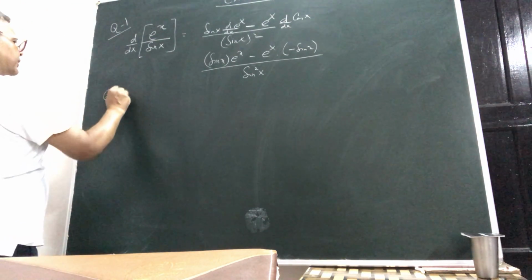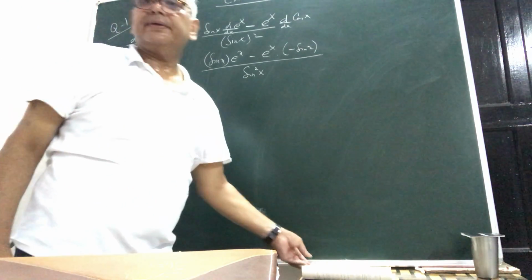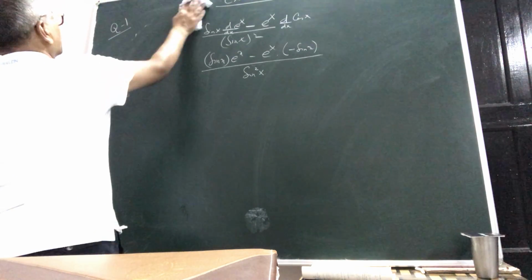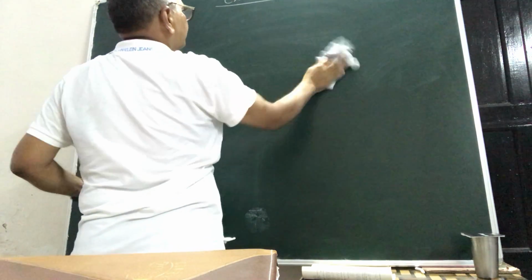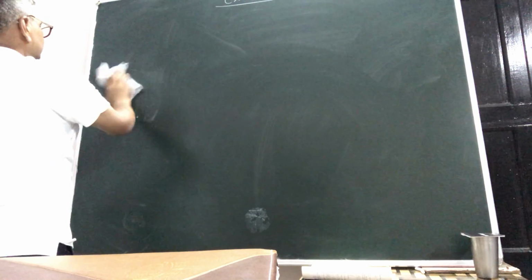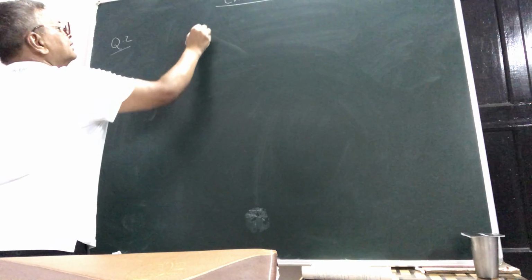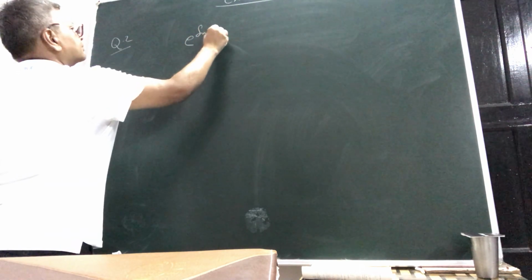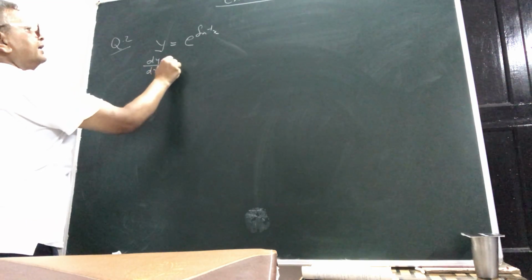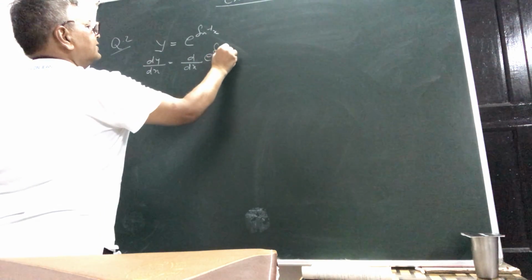Question number 2. Here it is e raised to power sin inverse x. My request to all my students is that they should not adopt the shortcut method. Please see, because you are at the initial stages, and if you adopt the shortcut, then you are liable to lose the marks. So question number 2, e raised to power sin inverse x. Suppose y is this thing. So dy by dx is d by dx of e raised to power sin inverse x.